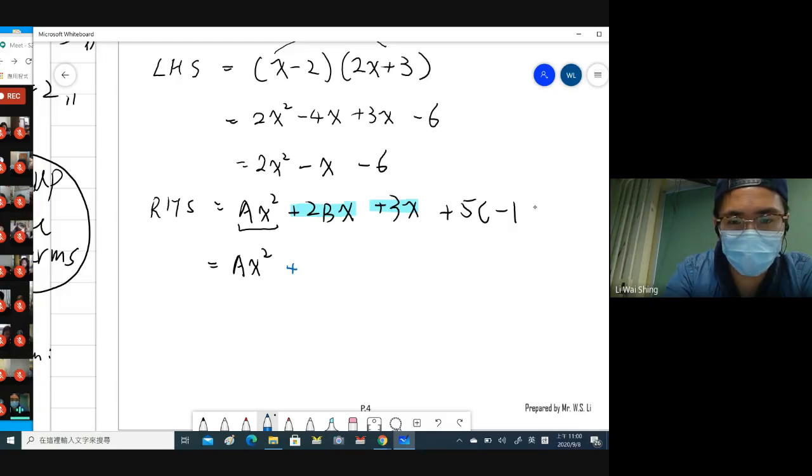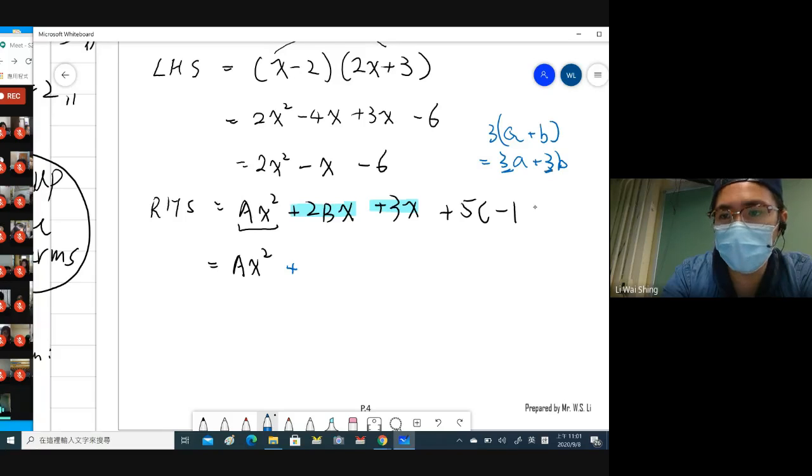Okay, using the distributive property, 3 apples, 3 times a plus b is equal to 3a plus 3b. 3 times bracket a plus b equals 3a plus 3b. So when you see the word 3, you can take it out and then give a bracket a plus b.